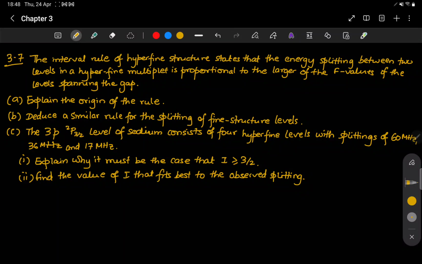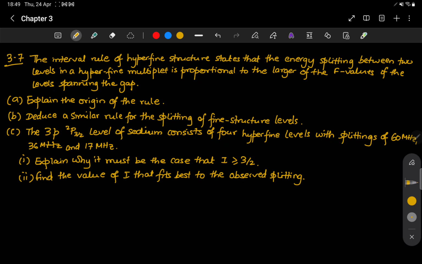Then we have these three parts. Part A, explain the origin of the rule. So basically we need to somehow derive this rule, or at least give an intuition as to why this rule is true. Part B, deduce a similar rule for the splitting of the fine structure levels. So this was for hyperfine structure levels, and similarly we have to find it for the fine structure levels as well.